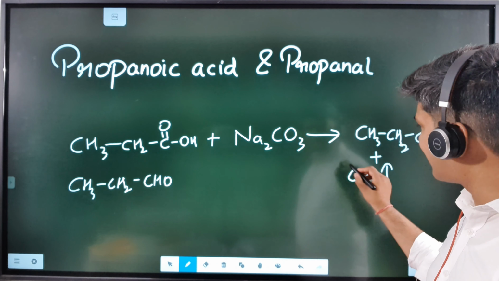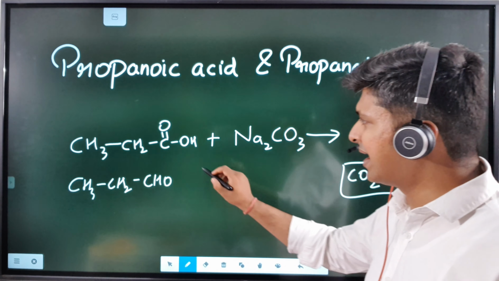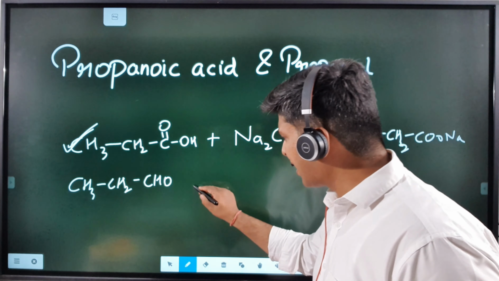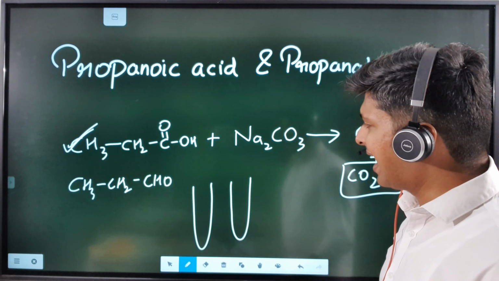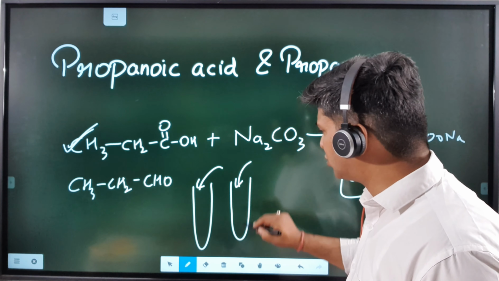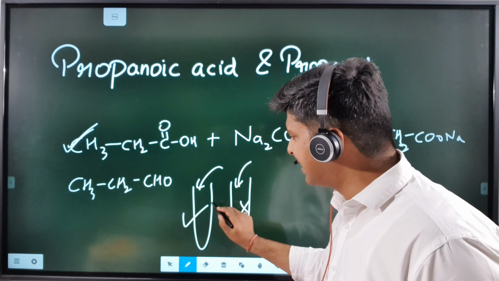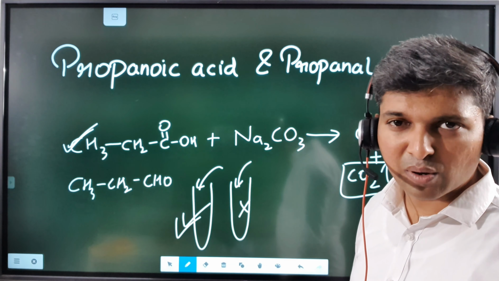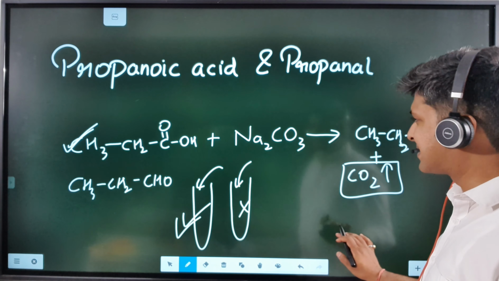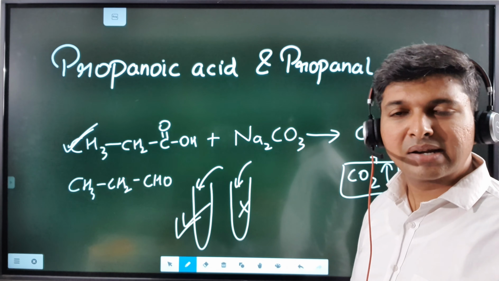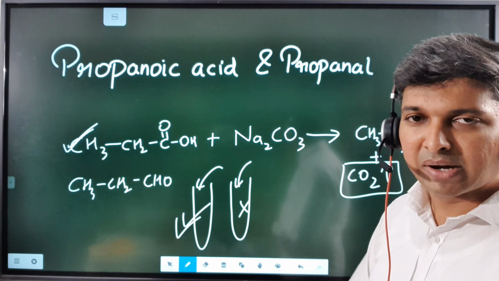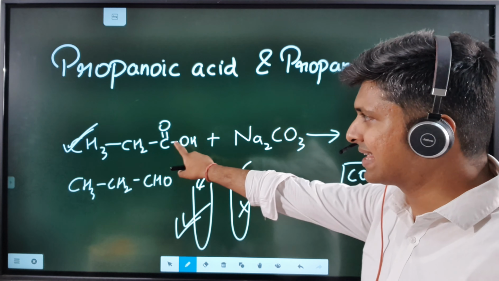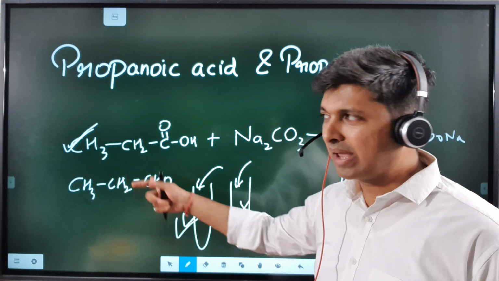So effervescence of carbon dioxide, the moment you see effervescence of carbon dioxide, you identify that it is an acid and not an aldehyde. So if you are having two test tubes, and in both the test tubes you put Na2CO3, here there is no effervescence, here there is effervescence. So you understand that this is propanoic acid and this is propanol. I hope that's clear. And if you further want to confirm that it is carbon dioxide, just take a moist blue litmus paper. It will turn red, and the moment it turns red, you identify that it is carbon dioxide, and yes, it is hence propanoic acid.